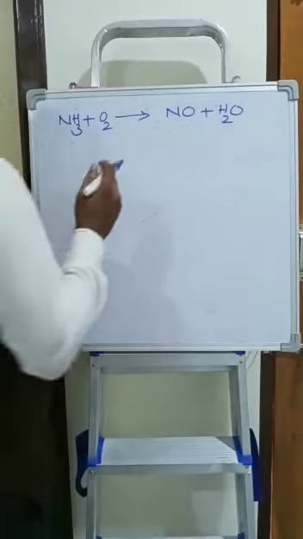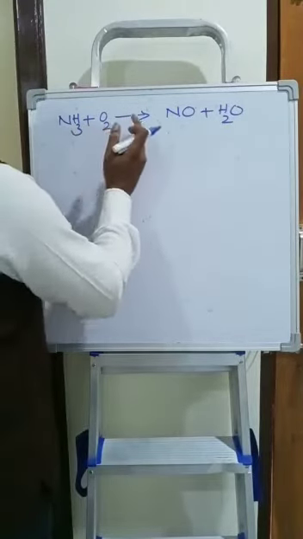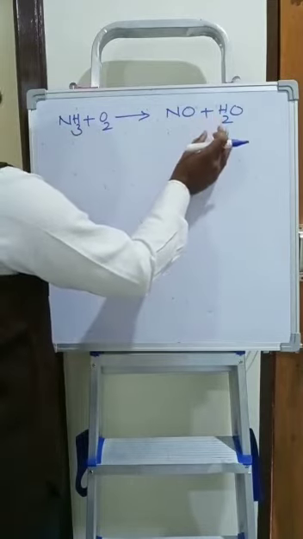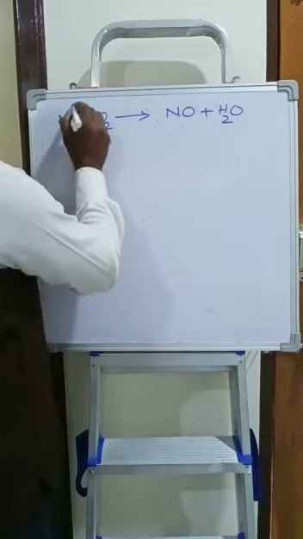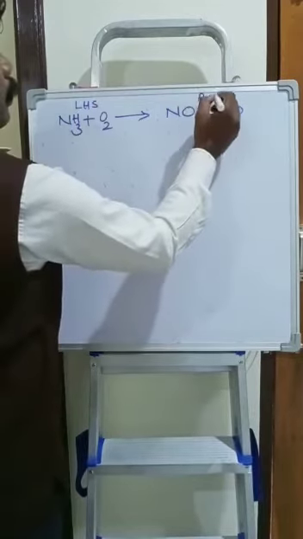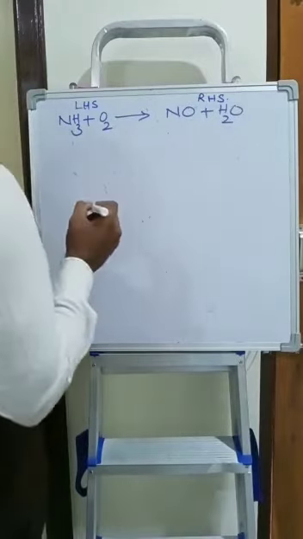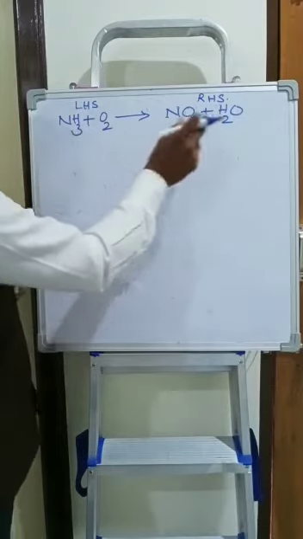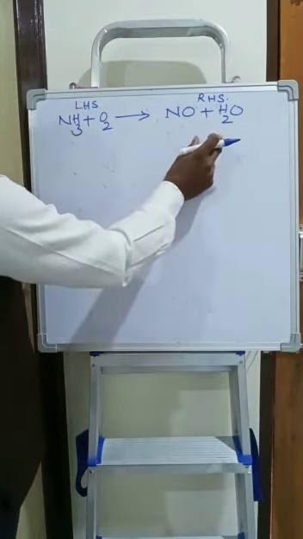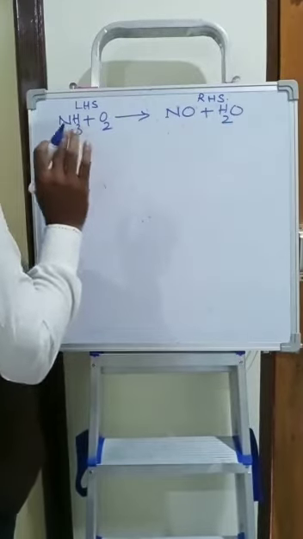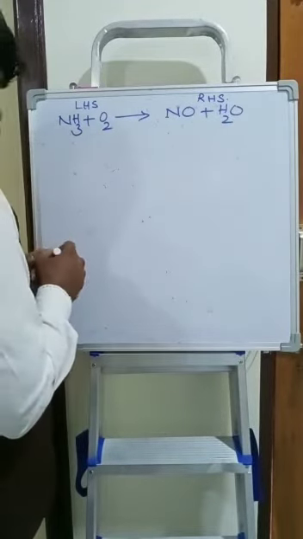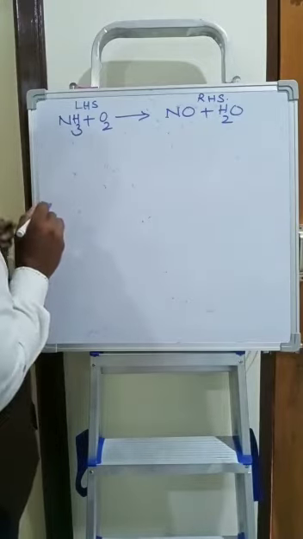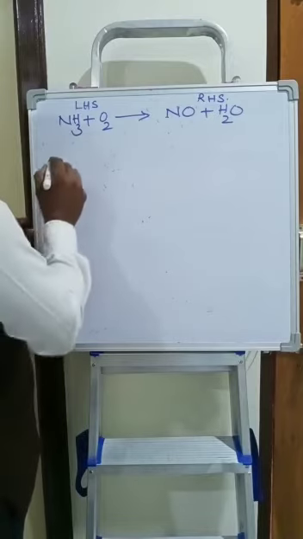You know that in a chemical equation, the left hand side of the arrow mark is called the reactants and the right hand side of the arrow mark is called the products, LHS or RHS. Now the number of atoms on the left hand side should be equal to the number of atoms on the right hand side. That is called the balancing of a chemical reaction. For this we are using a simple technique to balance this chemical equation.